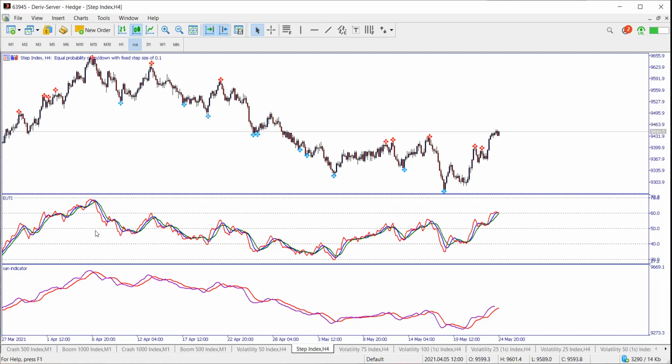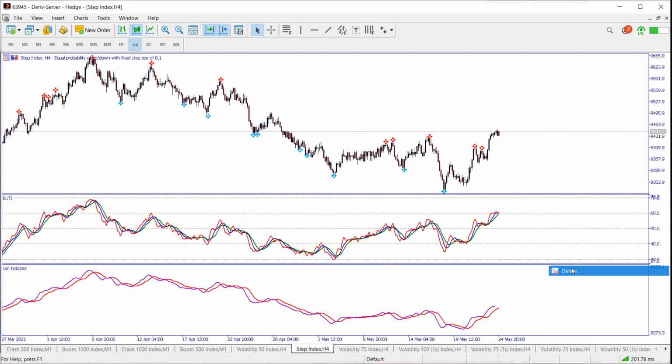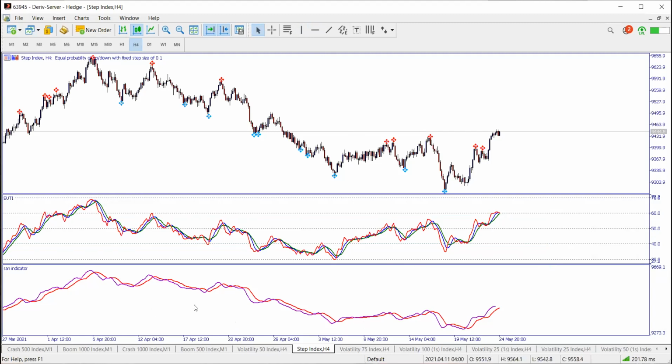Basically, we use the UTI to measure the market sentiment. According to our knowledge, when the market reaches 60, it is ready to sell, and when it reaches 40, it is ready to buy. So from here going down is a buy zone, and from here going up is a sell zone.